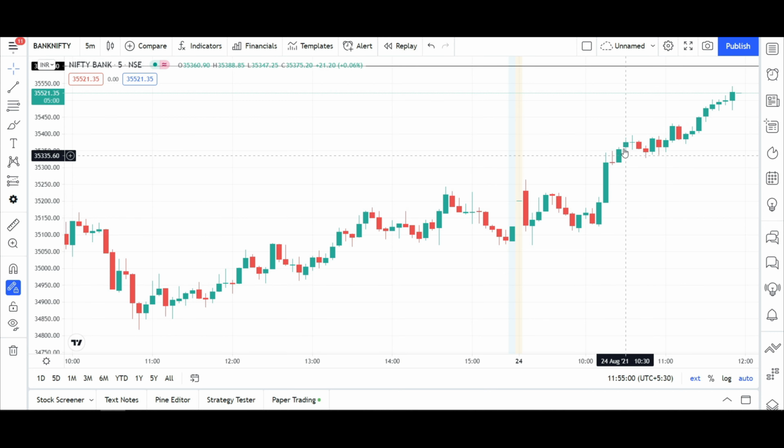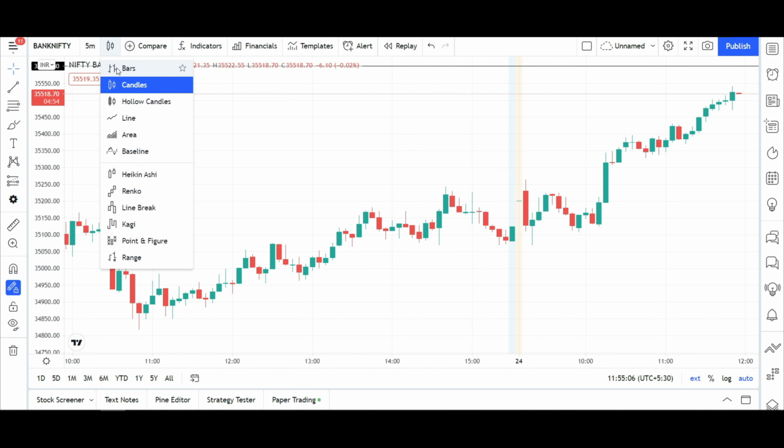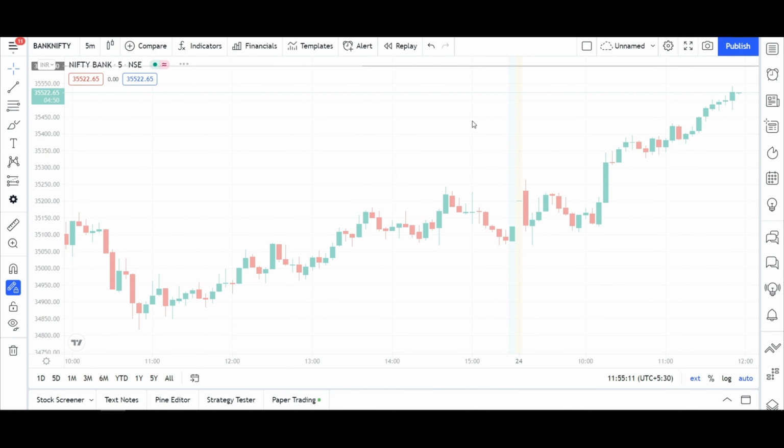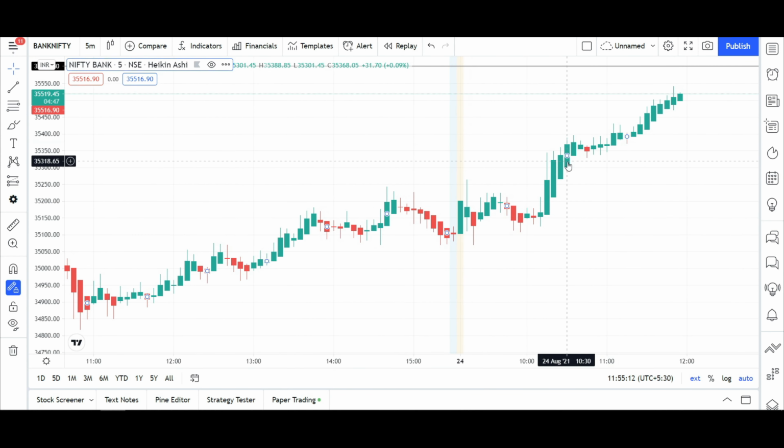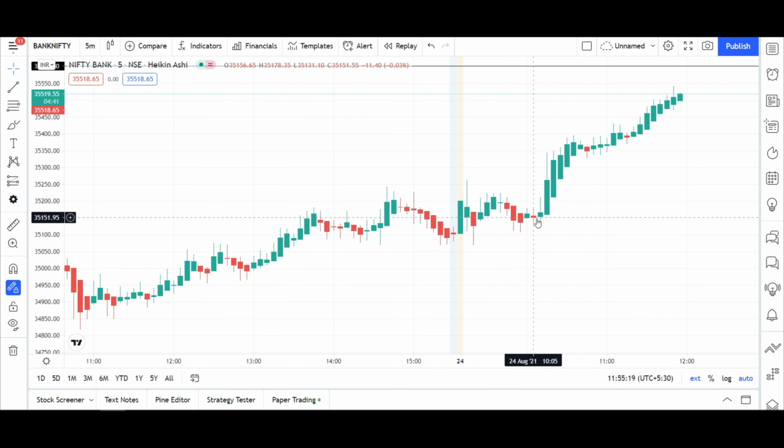So to avoid all of these bad trades, all of this noise, we change our traditional Japanese candles to the Heikin-Ashi candlestick chart. As we can see here, it eliminates all of this noise from our chart, and it makes it easier to trade.